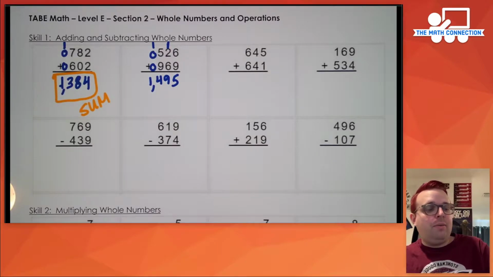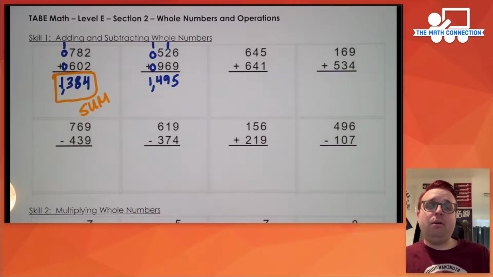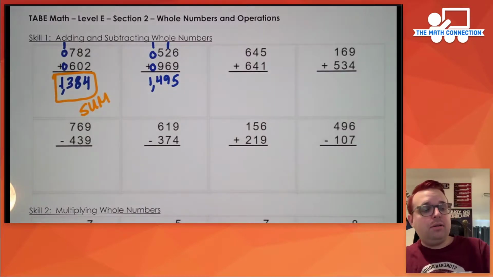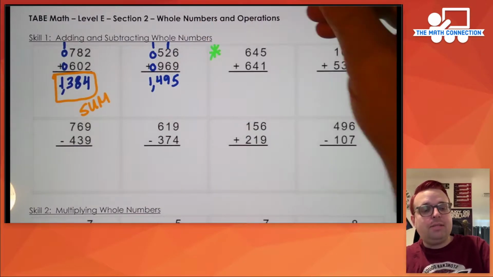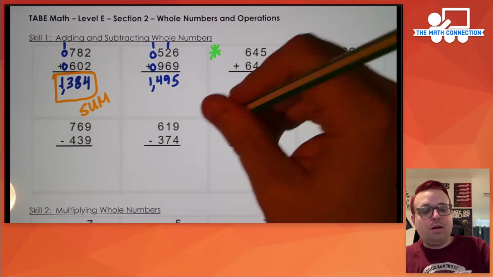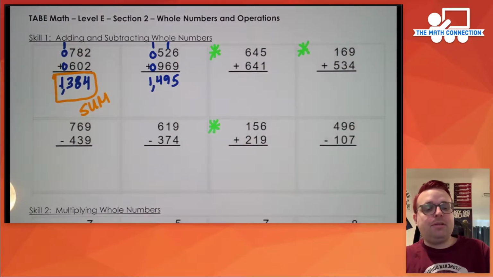So what I'm going to do is I want you to pause the video, and I want you to work out, I'm going to asterisk them so you know what I'm talking about, I want you to work out this problem, and this problem, because those are all addition. I want you to pause the video and try those on your own, and then when you're ready, come back and unpause the video, and we'll go ahead and do them together.